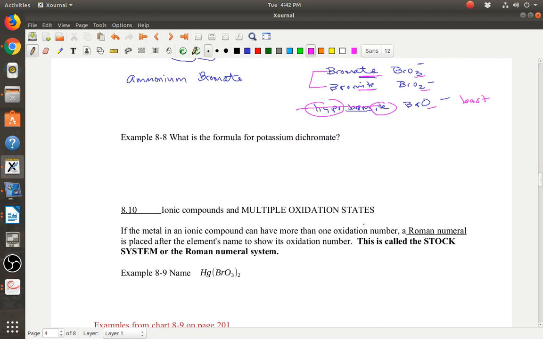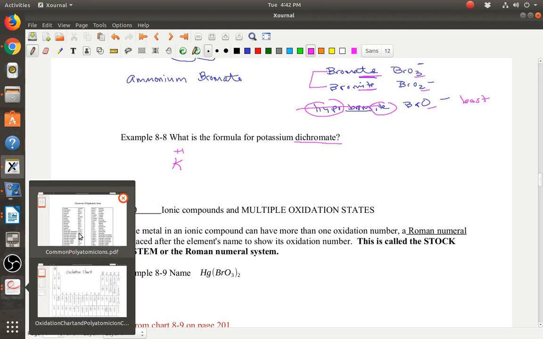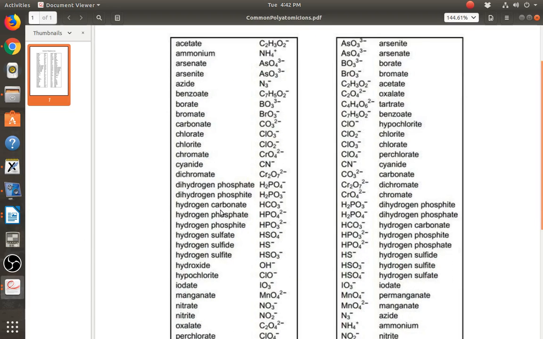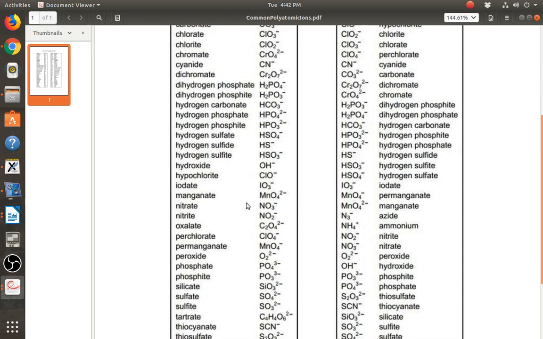Now let's look at this one. What is the formula for potassium dichromate? This one is tricky. Potassium is K, has a +1 charge. I can look at the oxidation chart and see that. Dichromate almost sounds like there's two chromates, and that's why this one's tricky. I don't know if dichromate's on here. Do they have even chromate on this one? There's chromate, CrO4. This one does not have dichromate on it.